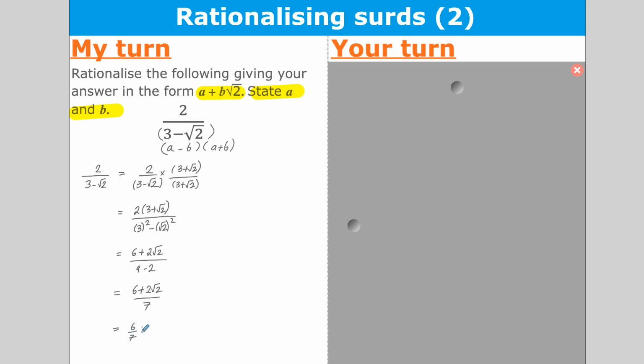6 sevenths plus 2 root 2 over 7. We can write that as 2 sevenths root 2 like that. And it's in the form required where a is equal to 6 sevenths and b is equal to 2 sevenths. Sometimes that last little bit catches people out when they're not whole numbers. Don't stress out, guys. Don't even try and decimalize this. Leave this as 6 sevenths and 2 sevenths and it's absolutely fine.